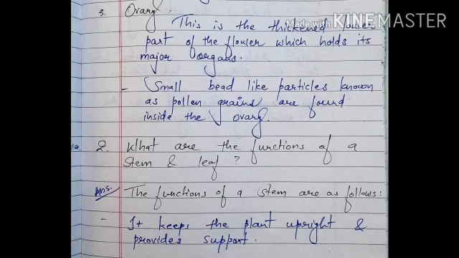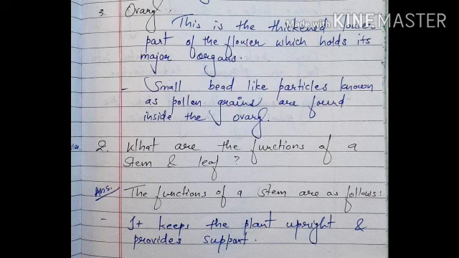Third, ovary. This is the thickest lower part of a flower which holds its major organ. Small dust-like particles known as pollen grains are found inside the ovary. Second question is, what are the functions of a stem and leaf? The answer is the functions of a stem are as follows.